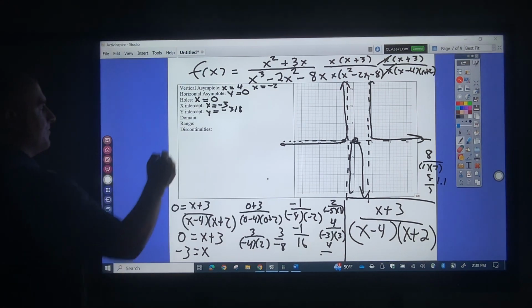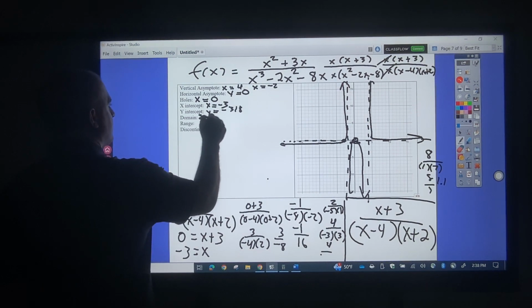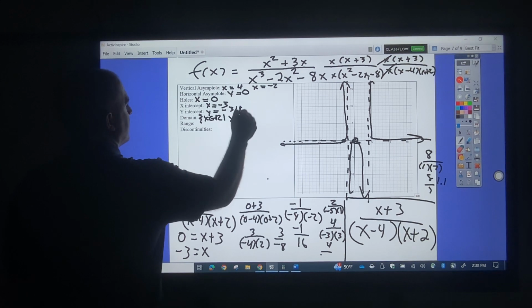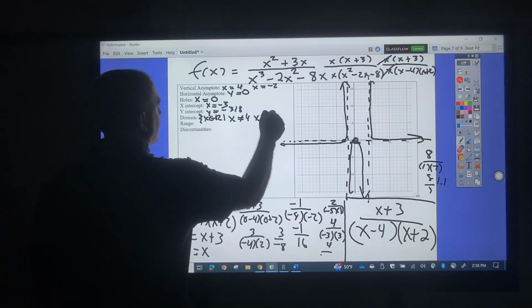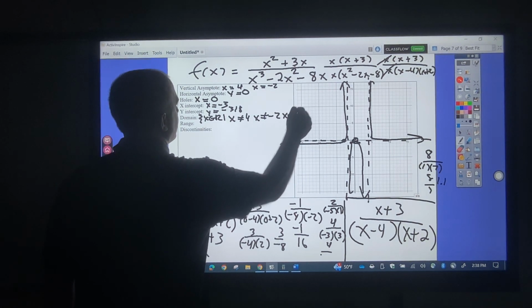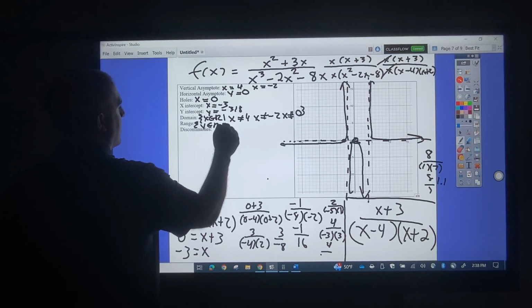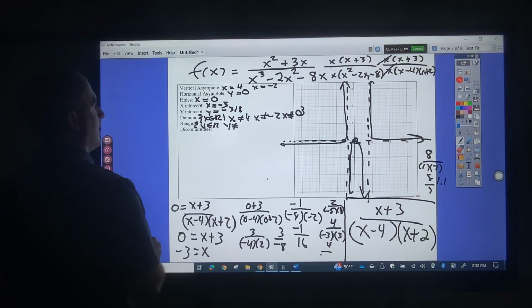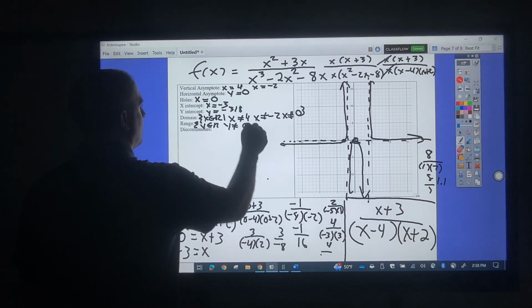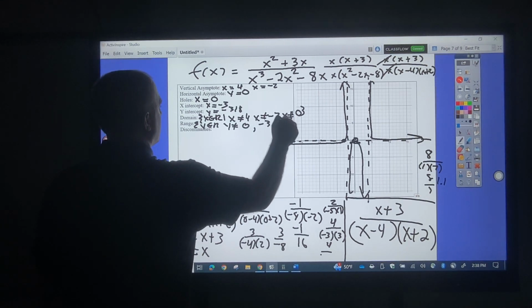So, what's my domain? x is an element of all real numbers such that x can't be 4, x can't be negative 2, x can't be 0. And then my range is y is an element of all real numbers such that y can't be 0, y can't be negative 3/8 because that's where the hole was.